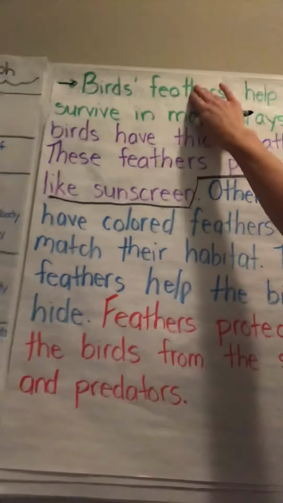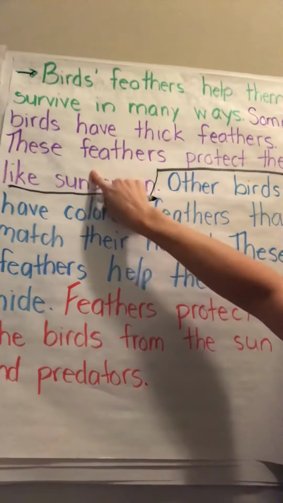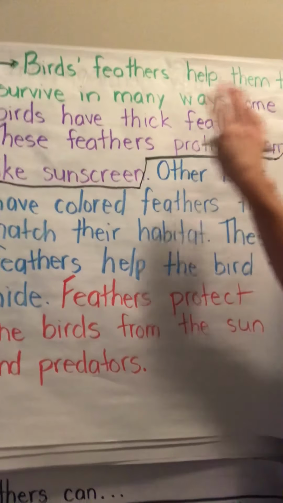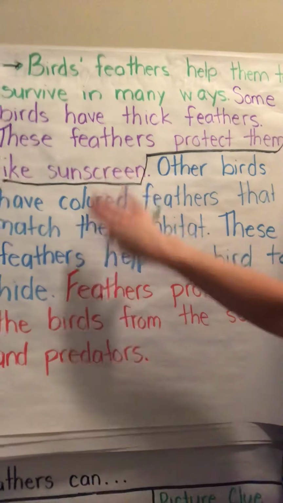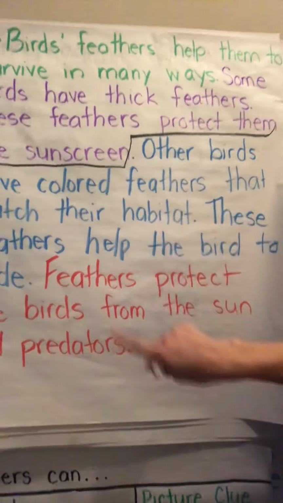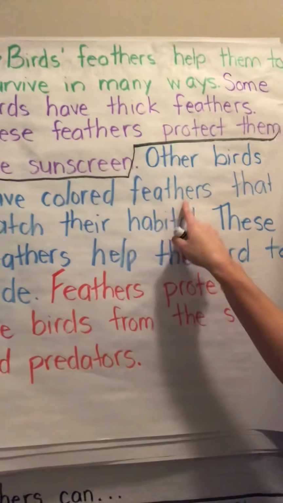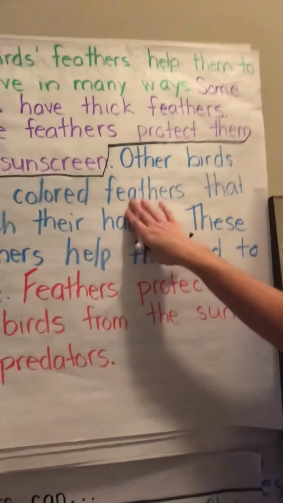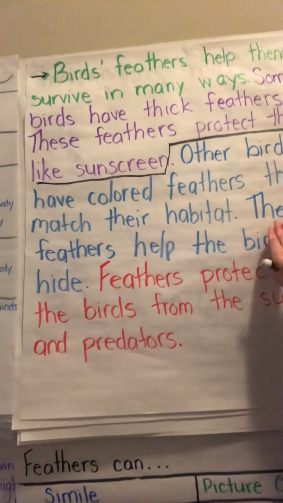So we had our focus statement, we had our detail. These two sentences went together. We talked about what the feathers looked like and then how they helped them. And now we have our next detail, which says other birds have colored feathers that match their habitat. So now we're talking about the feathers they use to match their habitat. Again, that didn't tell us how it helps the bird survive yet, so we need to add more information. We need to elaborate.